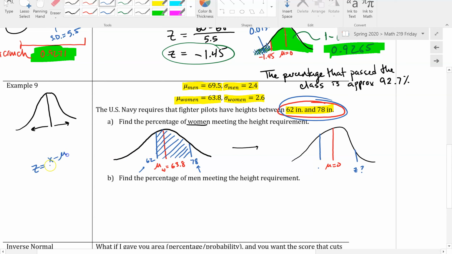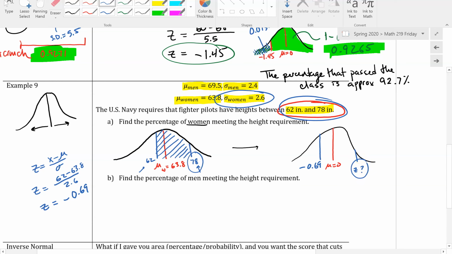Data value minus mean over standard deviation. So for this first one, your data value is 62, the mean is 63.8, and the standard deviation for women was 2.6. So 62 minus 63.8 divided by 2.6 is a z-score of negative 0.69. Doing the same exact thing, you could find the z-score for 78.